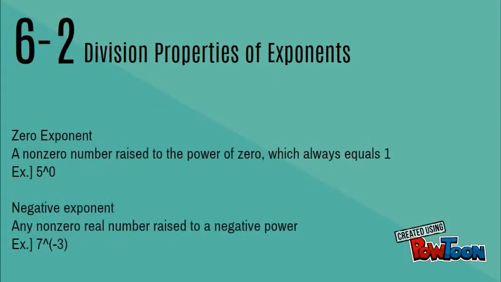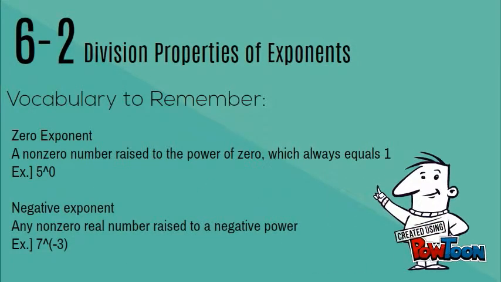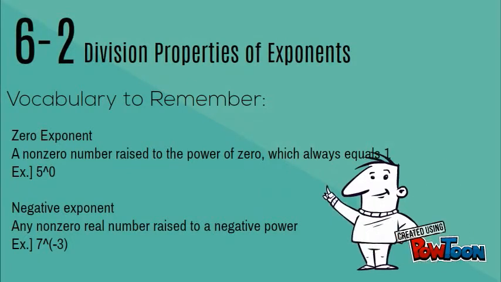There are two vocabulary words you need to keep in mind with these two. Zero exponent: a non-zero number raised to the power of 0 will always equal 1. And negative exponent: any non-zero real number raised to a negative power.